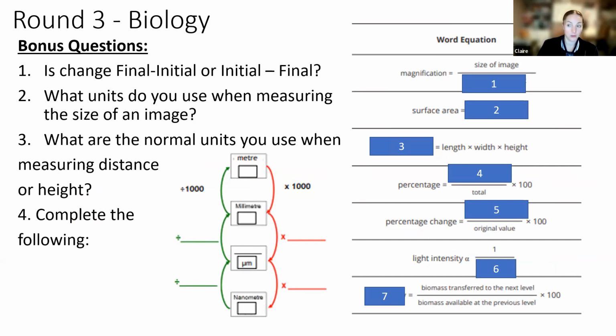Remember, osmosis practical. And then number 2 is what units do you use when measuring the size of an image? So when you're using microscopes and things like that, magnification. Number 3 is what are the normal units you use when measuring distance or height? And the last one is complete the following. Okay, sketch it out quickly. It is your change of measuring units.